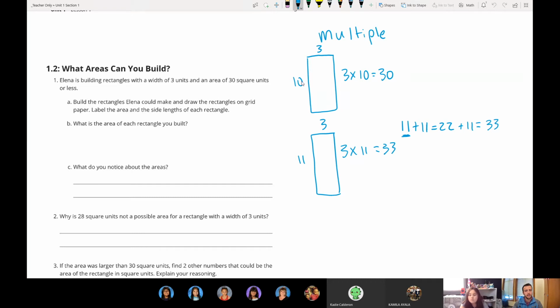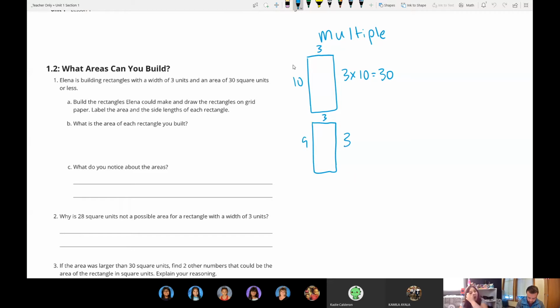So based on this, if 3 times 10 gives us 30, and 3 times 11 goes above that and gives us 33, I think we need to find all the side lengths with 3 for the width, but the other side lengths that are between 10 and 1, right? Because we need to stay less than 30. Okay, so let's quickly draw. Let's go 3 by 9. Let's power through this, all right? So if we had 3 there and 9 here, what is 3 times 9?